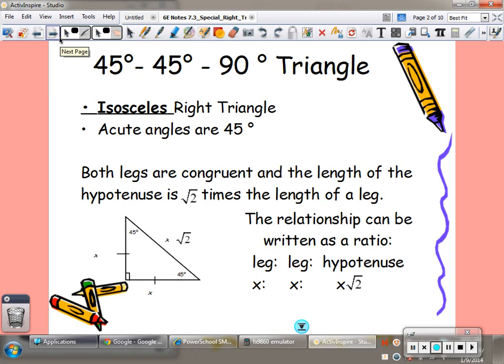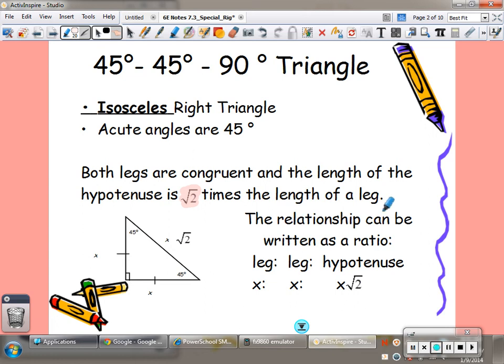So the first kind of special right triangle we're going to look at is a 45, 45, 90 triangle. That is an isosceles triangle that is right, and it has acute angles that are both 45 degrees. You can see it labeled right here. We know that in isosceles right triangles, both legs are congruent, and no matter how long the legs are, the length of the hypotenuse is always square root of 2 times the length of one of the legs. We know that that relationship exists. We can prove it. And so we use that to determine lengths of sides that are missing.